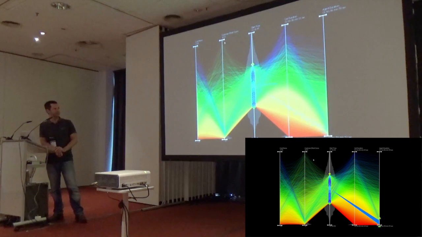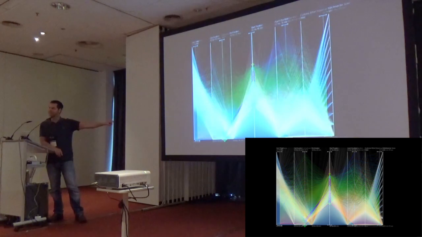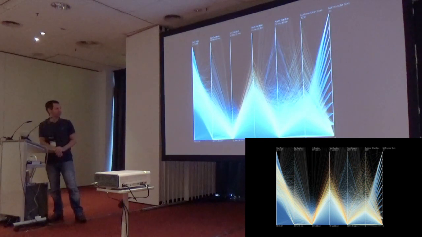You'll also notice there's something along the brush too, and the edge of the brush changes its thickness depending on the density of the underlying polylines, something we call a smart edge.